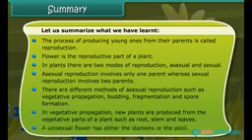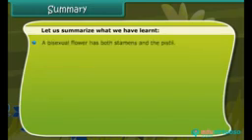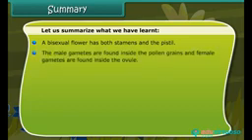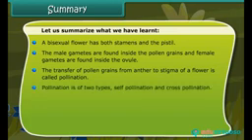A unisexual flower has either the stamens or the pistil. A bisexual flower has both stamens and the pistil. The male gametes are found inside the pollen grains and the female gametes are found inside the ovule. The transfer of pollen grains from anther to stigma of a flower is called pollination. Pollination is of two types, self-pollination and cross-pollination.